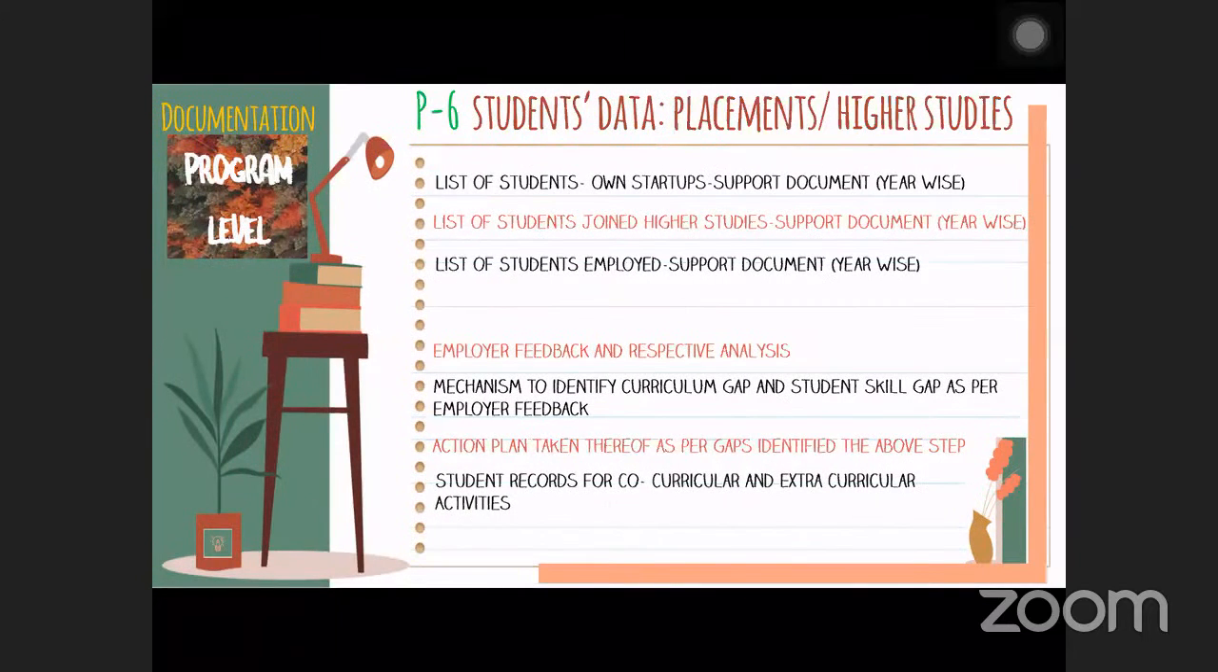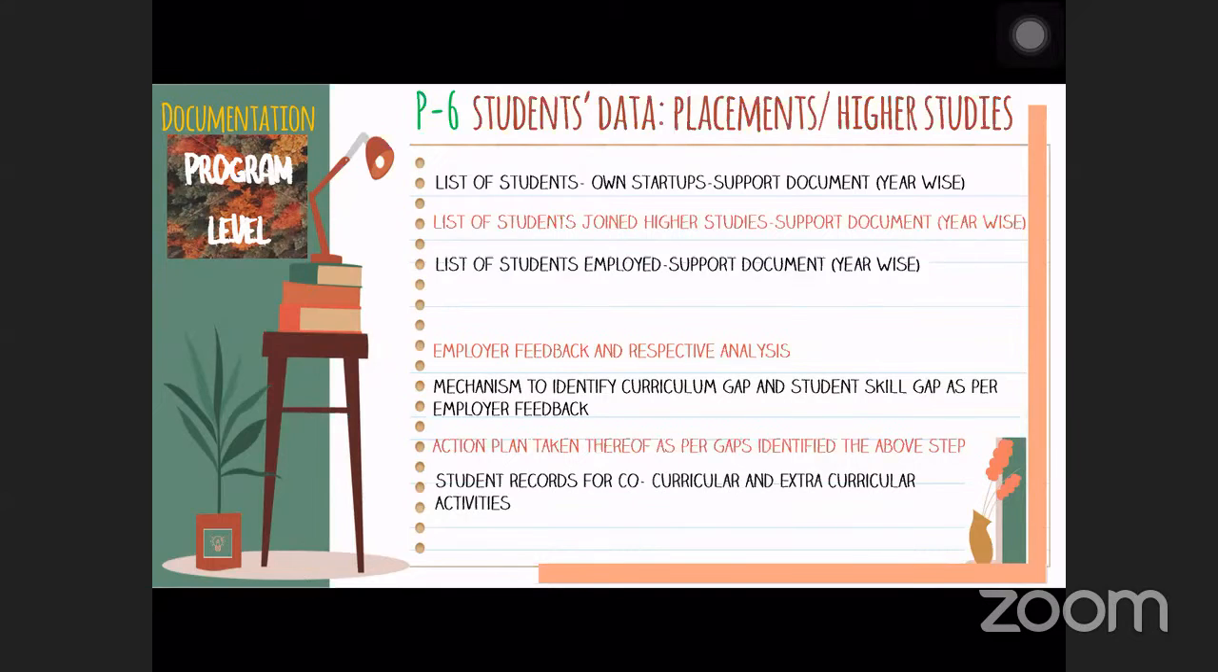The next file is program level documentation again, and it is again students data, but this time it is placements and higher studies related data. So what should be the content of this file? This file should contain the list of students who have made their own startups after graduation, and we should have year-wise students data. Then the list of students who have joined higher studies after completing the graduation. This list also should be there in this file.